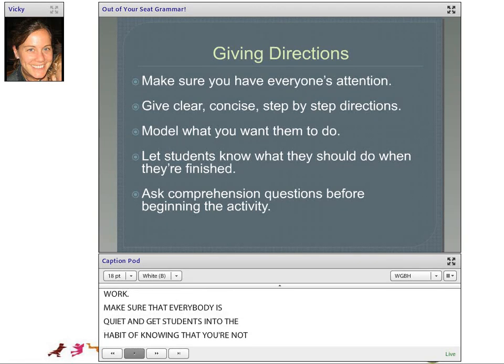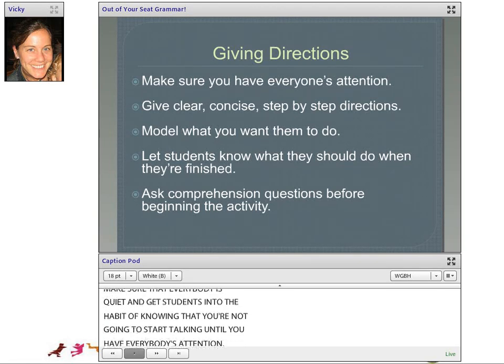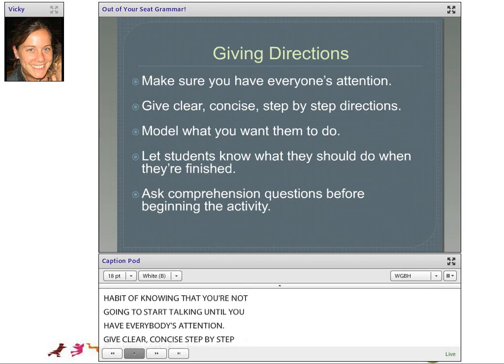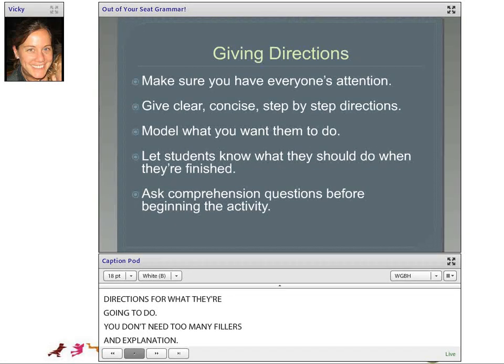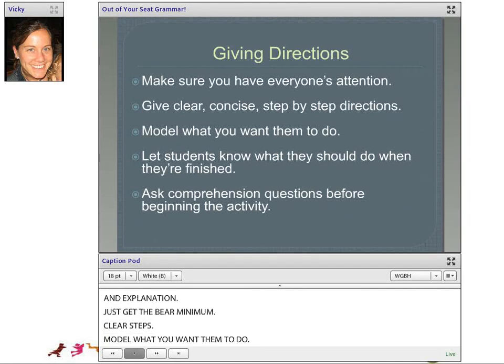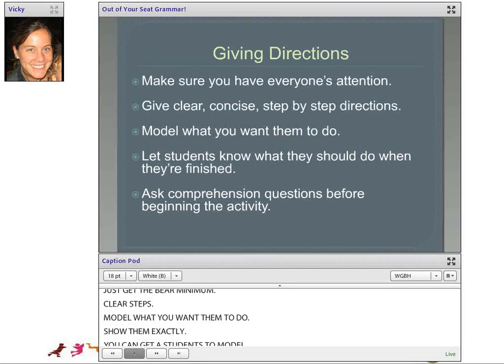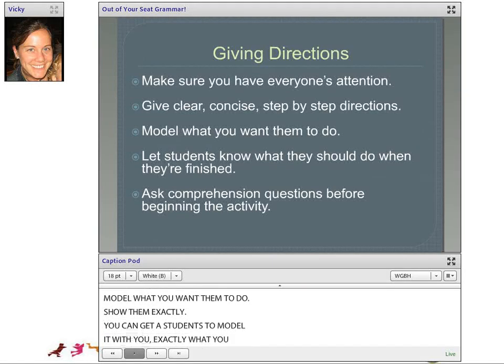Give clear, concise, step-by-step directions for what they're going to do. You don't need too many fillers and too much explanation. Just give the bare minimum, clear steps. Model what you want them to do. Show them exactly. You could get a student up there to model it with you, exactly what you want them to do.